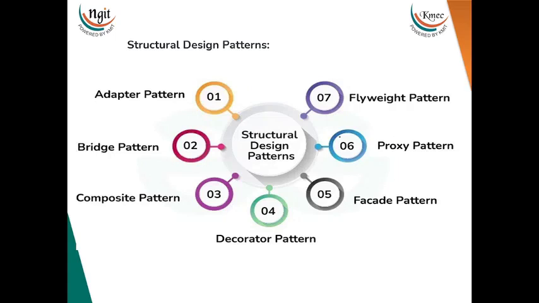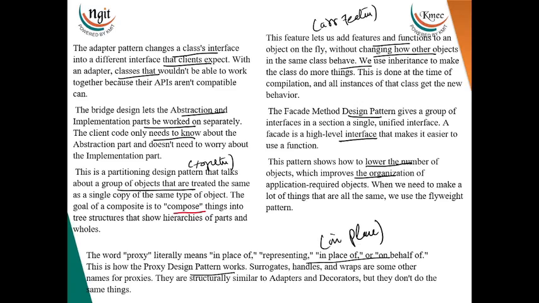The next part is the structural design pattern. If you see it, there are about seven parts: adapter pattern, bridge pattern, composite pattern, decorator pattern, facade pattern, proxy pattern, and flyweight pattern. We are going to see all of those here. The adapter pattern changes the class interface into a different interface as per the requirement. Adapter means you can adapt it according to the client requirement, so classes that wouldn't be able to work together can work together.